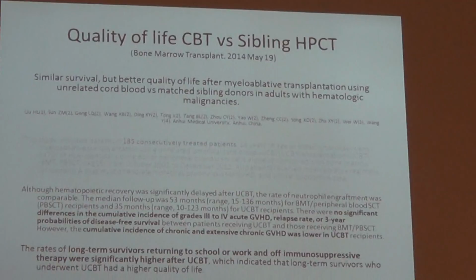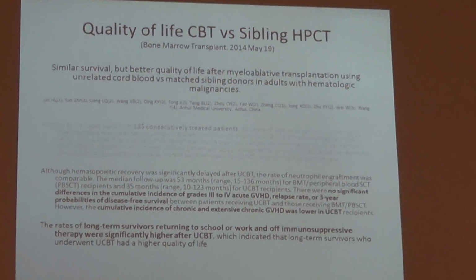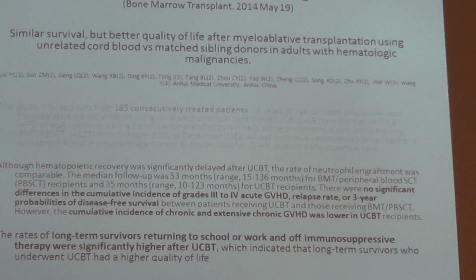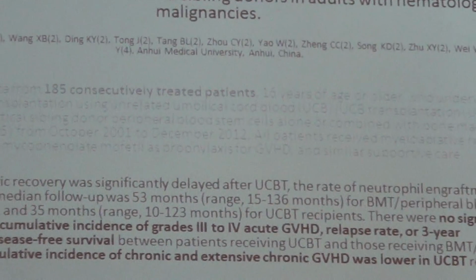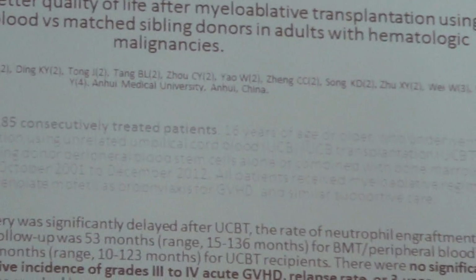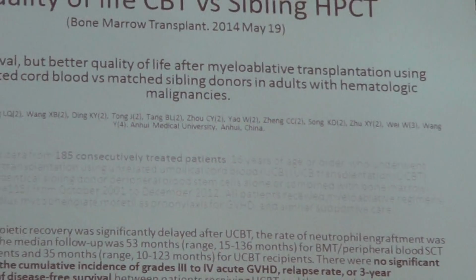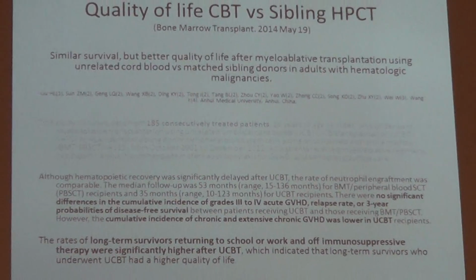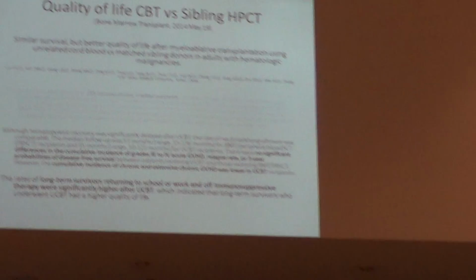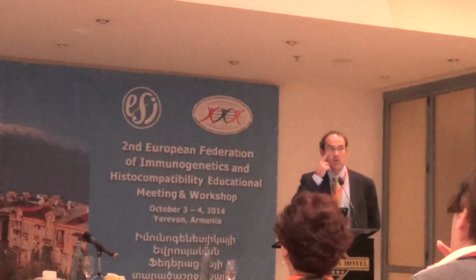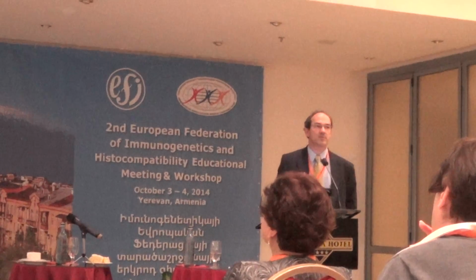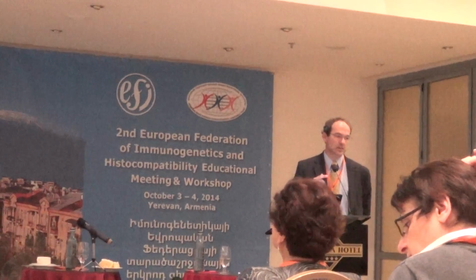Third, and this is the first paper on quality of life, this is from a Chinese group, where they compare in the long term 186 consecutively treated patients. And if we go to the last paragraph, the long-term survival, returning to school and work, and being off immunosuppressive therapy were significantly higher when using cord transplantation compared to adult bone marrow transplantation in adult patients.